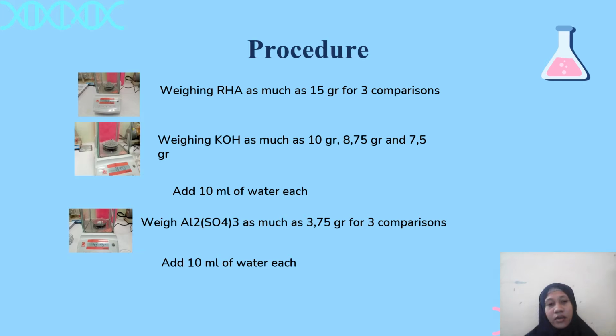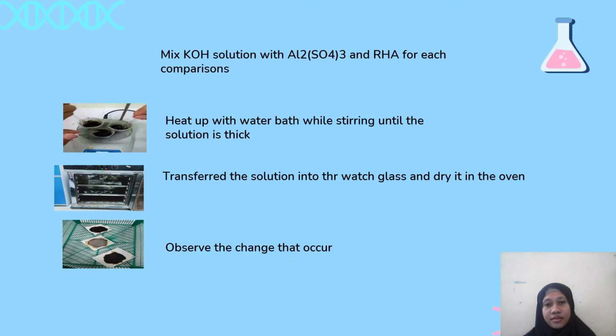The procedure: weigh RHA as much as 15 grams for 3 comparisons, and weigh KOH as much as 10 grams, 8.75 grams, and 7.5 grams. Add 10 milliliters of water to each. Weigh Al2(SO4)3 as much as 3.75 grams for 3 comparisons, and add 10 milliliters of water to each.